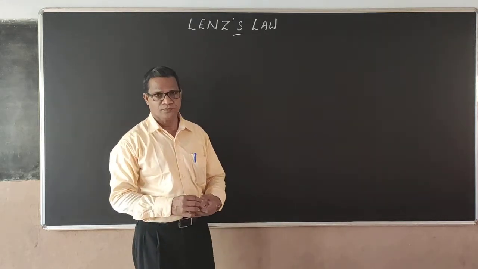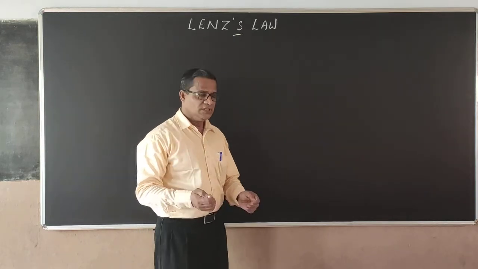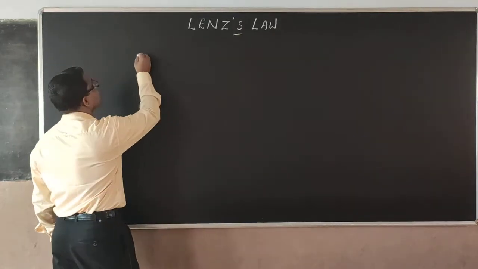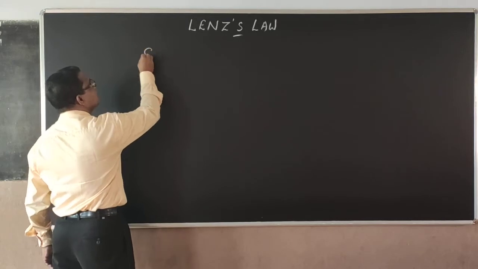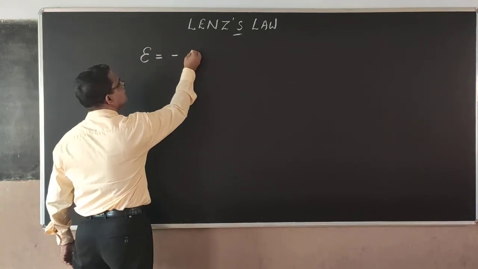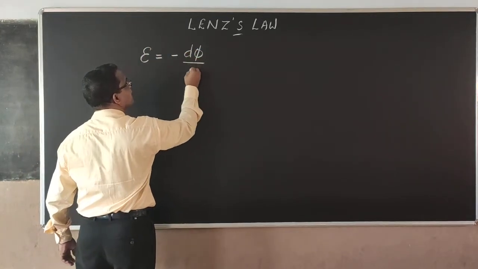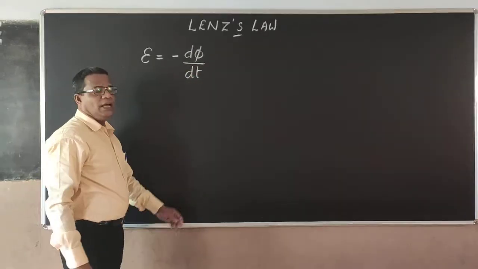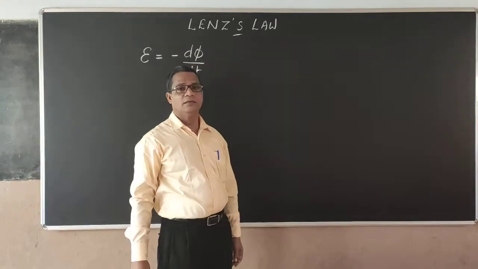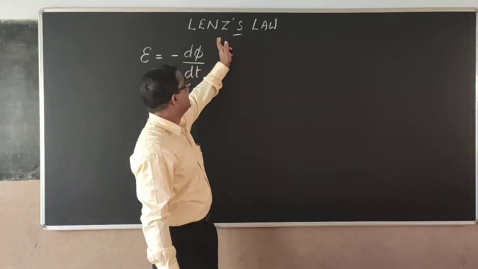Lenz's law. From the second law of Faraday, we got induced EMF E equal to minus d phi by dt. And actually this negative sign is obtained from Lenz's law.